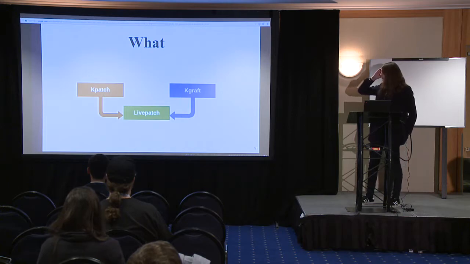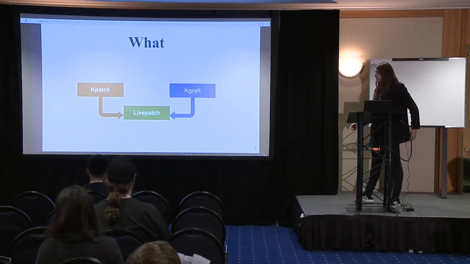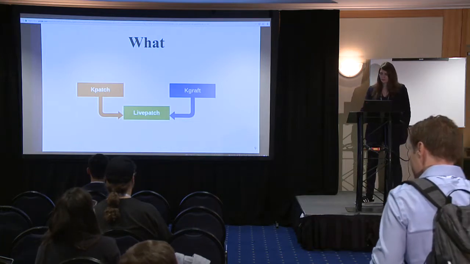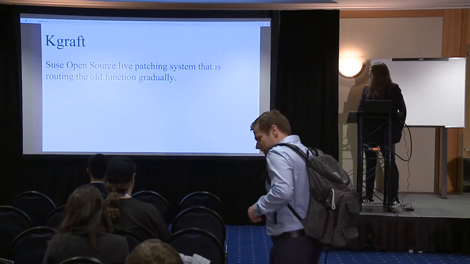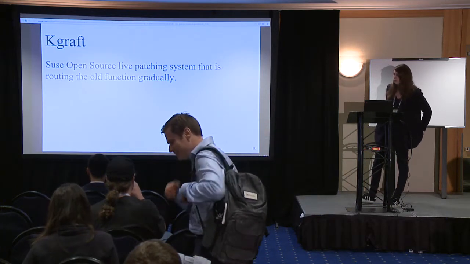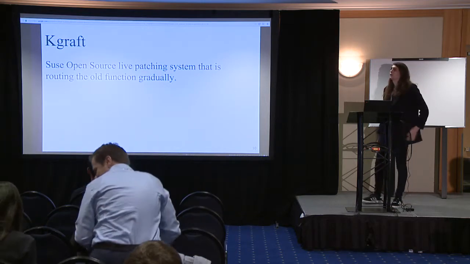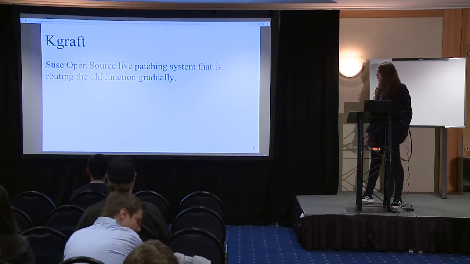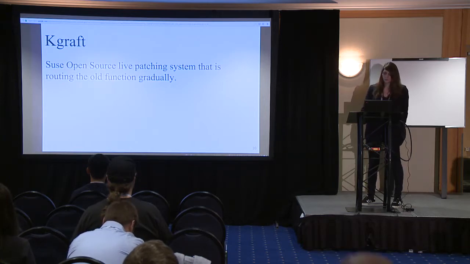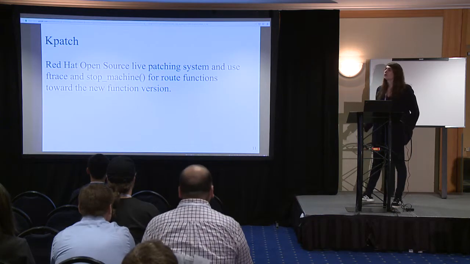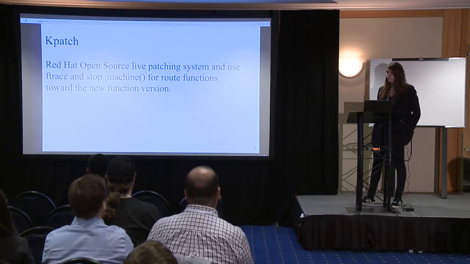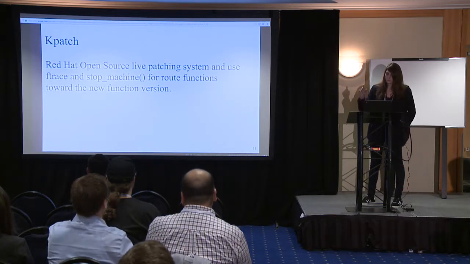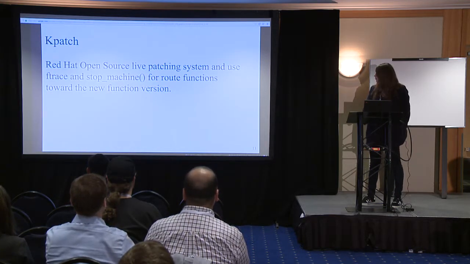I will explain mainly just Kpatch, Kgraft, and Elivepatch, which are the main systems that Elivepatch is using. But there are also many other systems for doing live patching. Kgraft is made by SUSE, and is a live patching system that is using per-thread lazy task function switching, and there is Kpatch that is using a stop machine for routing to a new function. So it is adding the F trace, using stop machine and changing to a new function.